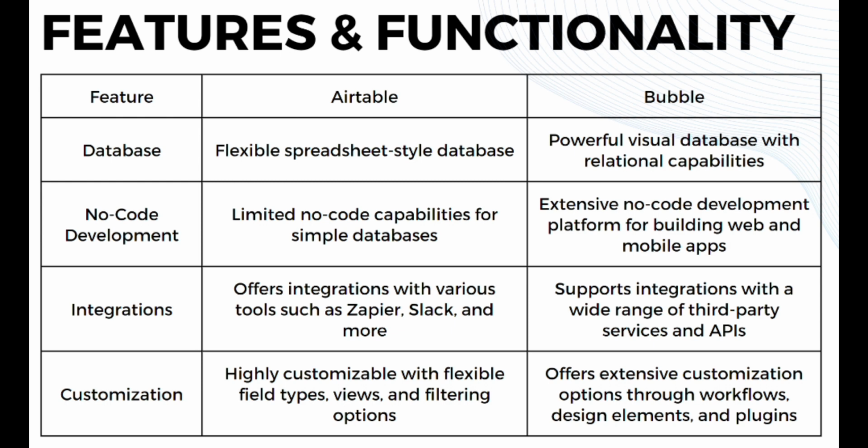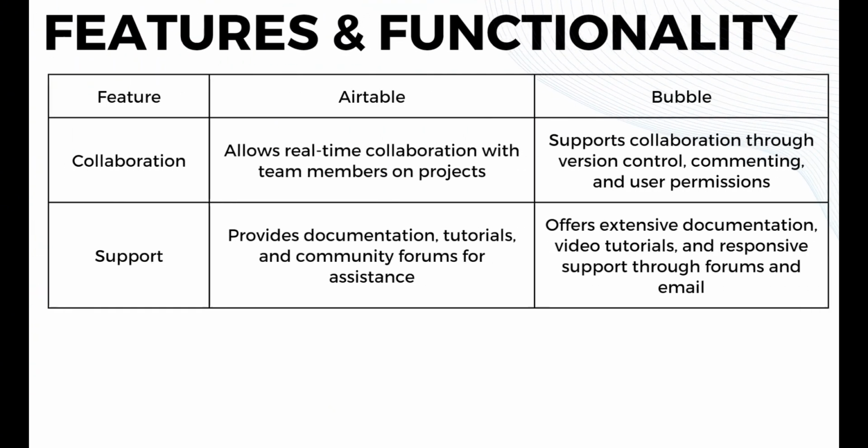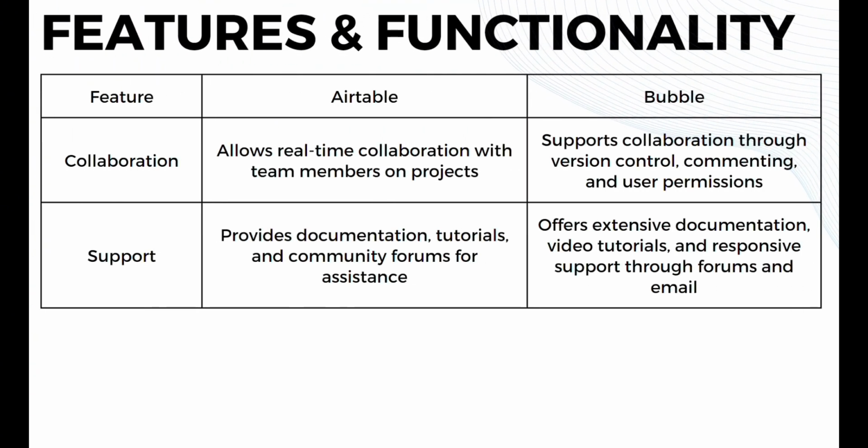And in terms of integrations, Airtable offers integrations with various tools such as Zapier, Slack, and many more, while Bubble supports integrations with a wide range of third-party services and APIs. Now in terms of customization, Airtable is highly customizable with flexible field types, views, and filtering options, while Bubble offers extensive customization options through workflows, design elements, and plugins. And aside from that, in terms of collaboration, Airtable allows real-time collaboration with team members on projects, while Bubble supports collaboration through version control, commenting, and user permissions.